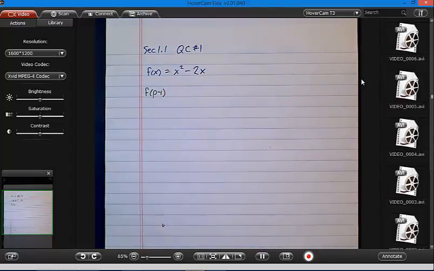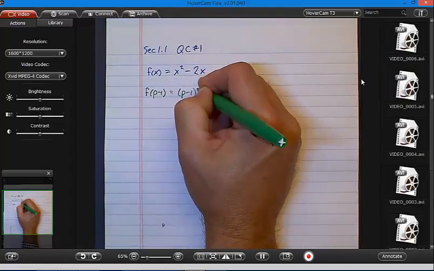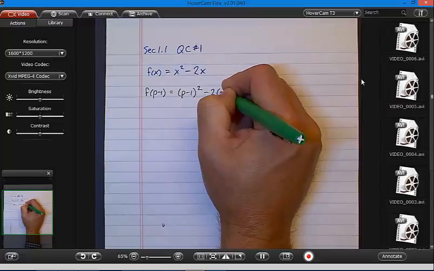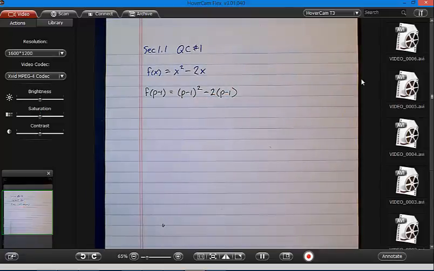When you have a function, you substitute things in. I like to put them in parentheses. Actually, even if you're doing the -1, if you put it in parentheses, that'll help you keep things straight. So I'm going to have p minus 1 squared minus 2 times p minus 1. That's the answer. Probably they want you to simplify things, right?